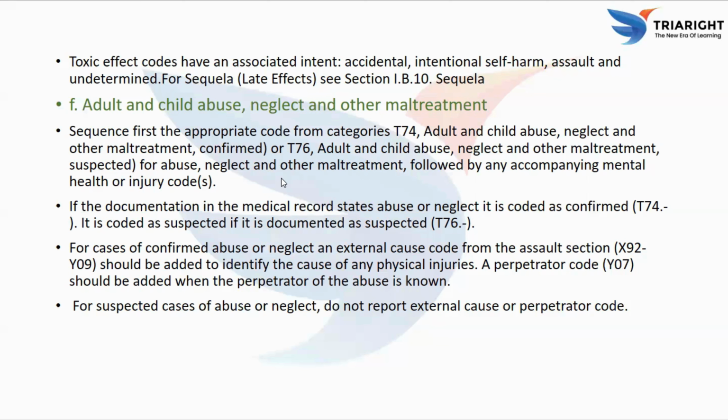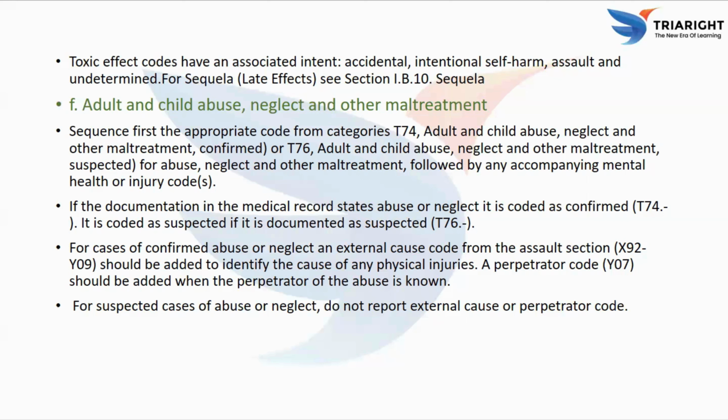T74 and T76. T74 means it is confirmed abuse, neglect or maltreatment, whereas T76 is the suspected form. It is suspected abuse, maybe suspected neglect, and also maybe suspected maltreatment. These codes apply to both adults as well as children. So what is the sequencing rule? You have to sequence the abuse or neglect code first, and follow with the injury codes, mental health condition codes and other related conditions.